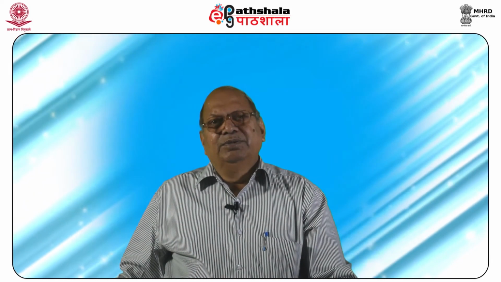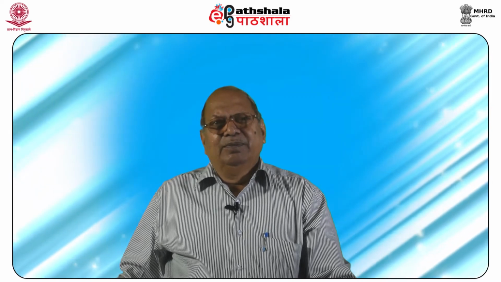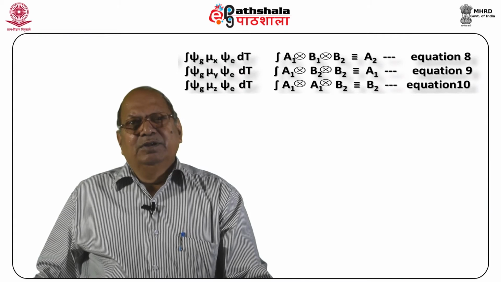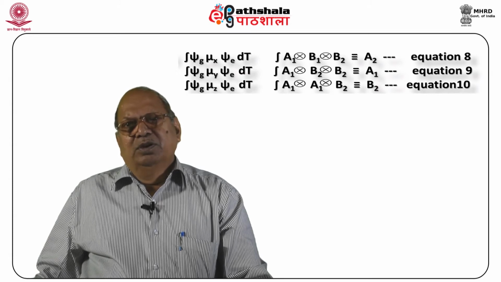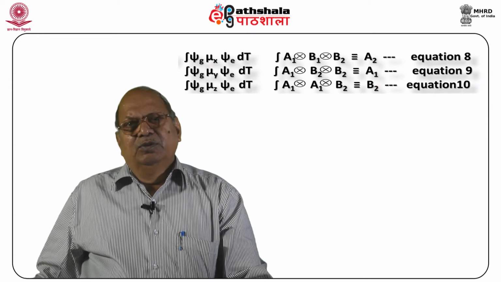Let us check the activity of the B2 mode. For this, we have to consider direct products and let us evaluate them. The first direct product, psi z mu x psi e dt, is given by equation 8: A1 direct product B1 direct product B2, and the result is A2. Similarly, let us take the other integrals. Psi z mu y psi e dt is A1 into B2 into B2, it is A1, equation 9. The third integral, psi z mu z psi e dt, is A1 into A1 into B2, which is B2, equation 10.